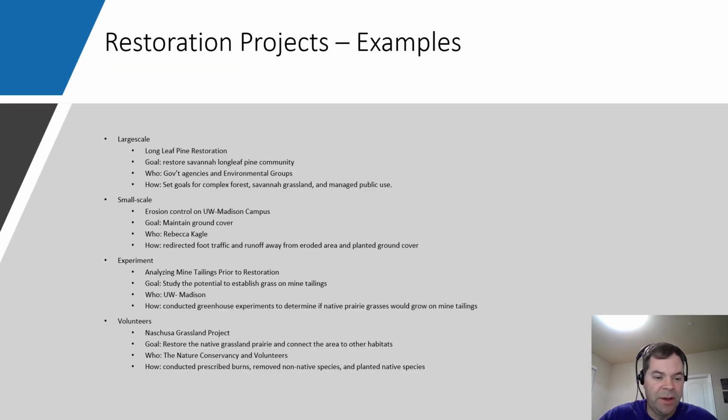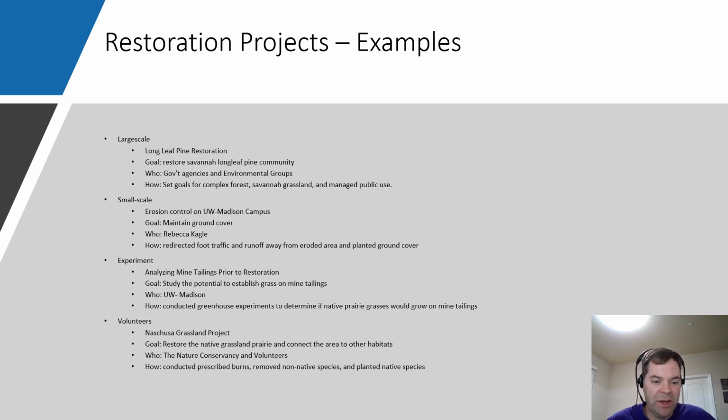So here are 4 examples of different types of restoration projects: large scale, small scale, experiment, and volunteers. Large scale is the longleaf pine restoration project. The goal of this project was to restore savanna longleaf pine community habitat. It was done by government agencies and environmental groups, and they did this by establishing goals for a complex of forest types, savanna grasslands, and they managed public use on the site.